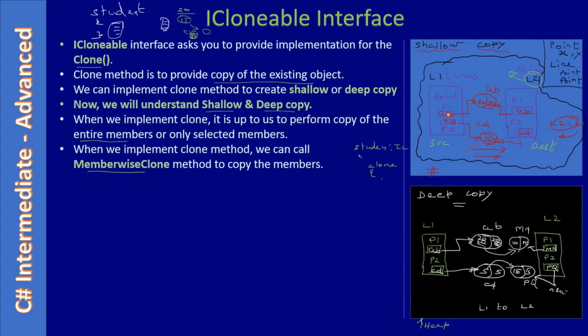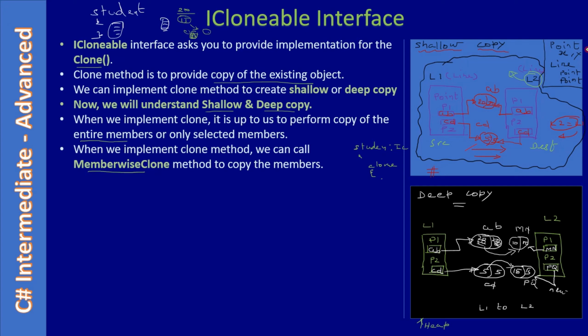But if it is a value type, let's say instead of point, if it is X and Y directly here, or if you implement this MemberwiseClone on the point object itself, the point object's internals are actually value types, integer and integer, right?